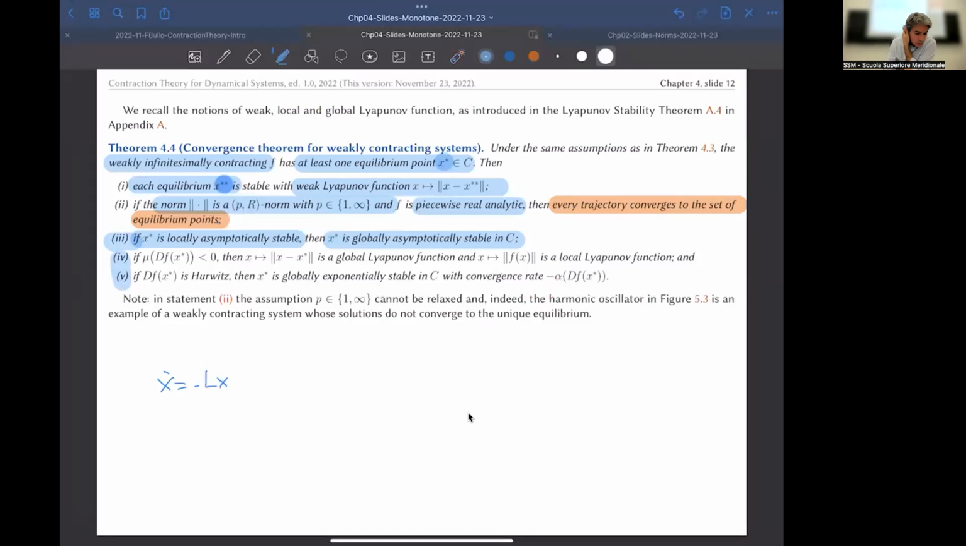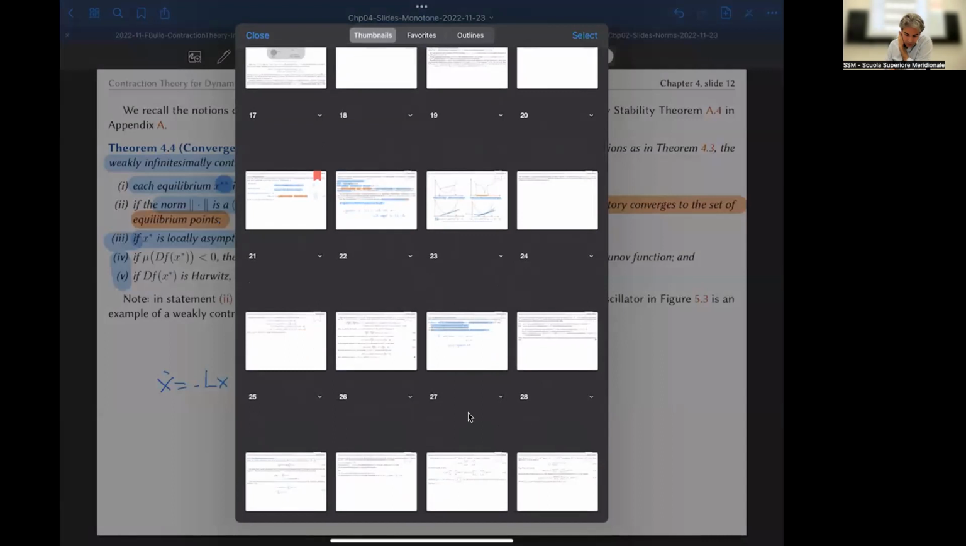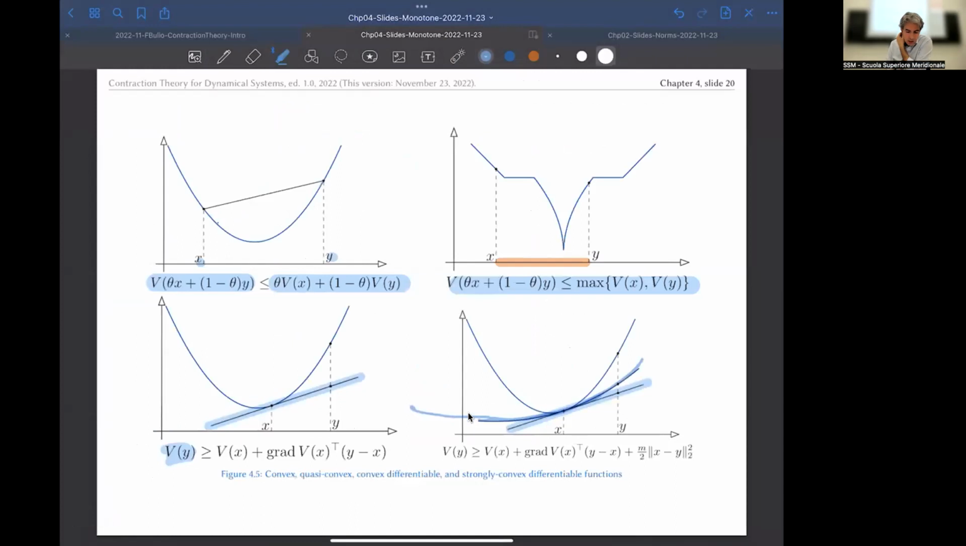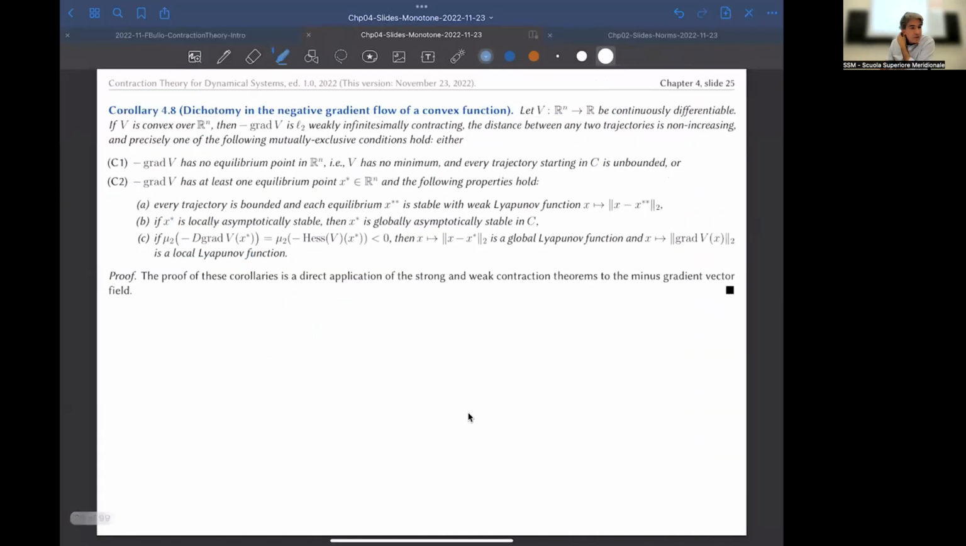And so let me go back to my convex functions. Remember, we saw the definition of convex functions. Then I stated the corollary for strongly convex functions, right? And I said, of course, good things happen because strongly convex functions give rise to strongly infinitesimally contracting vector fields. And then I have another corollary for convex functions which are not strongly convex, right? Finally, I'm ready to write it after all this work, after all this time.